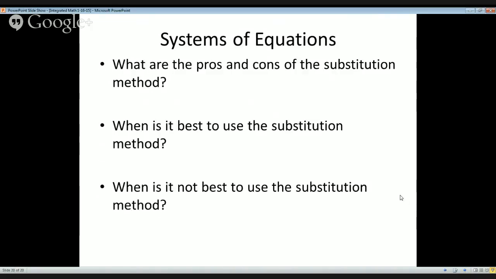Basically, the last question that you need to think about and work on and have some answers to is, what are the pros and cons of the substitution method? What are the things that are good about the substitution method, and what are the things that aren't so good about it? When is it going to be best when you're thinking about substitution versus graphing? When is it going to be better to use substitution than graphing? When is it not a good idea to use the substitution method? When is that going to be a lot more challenging?